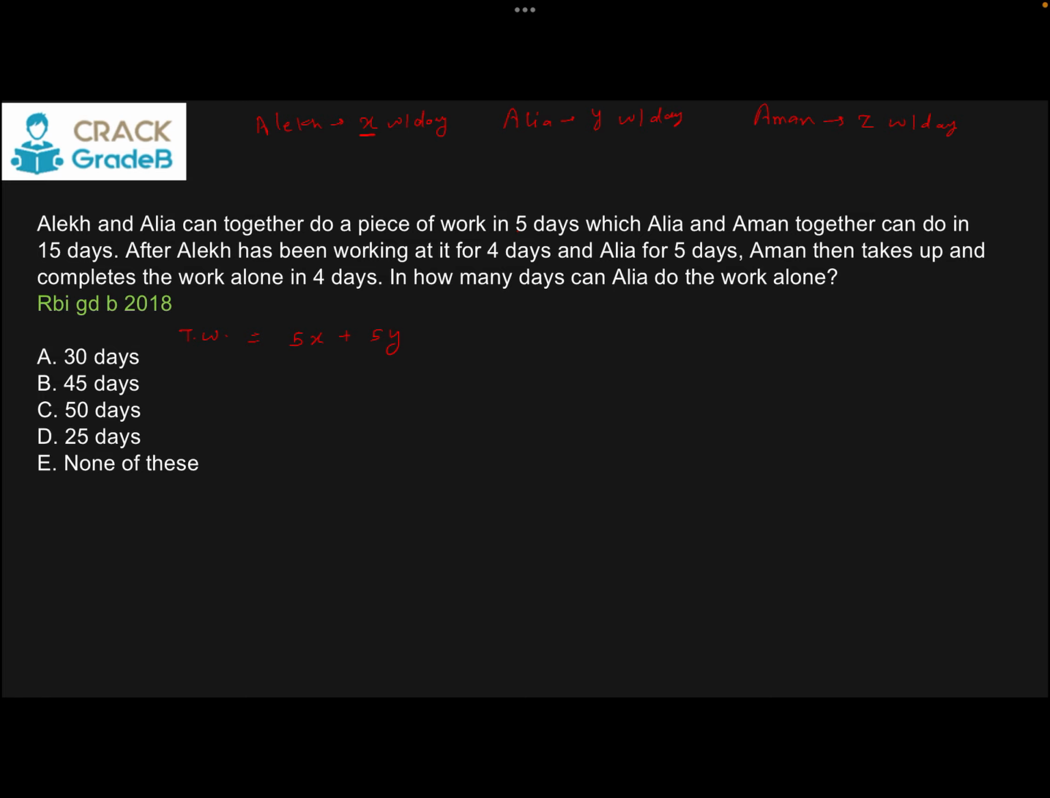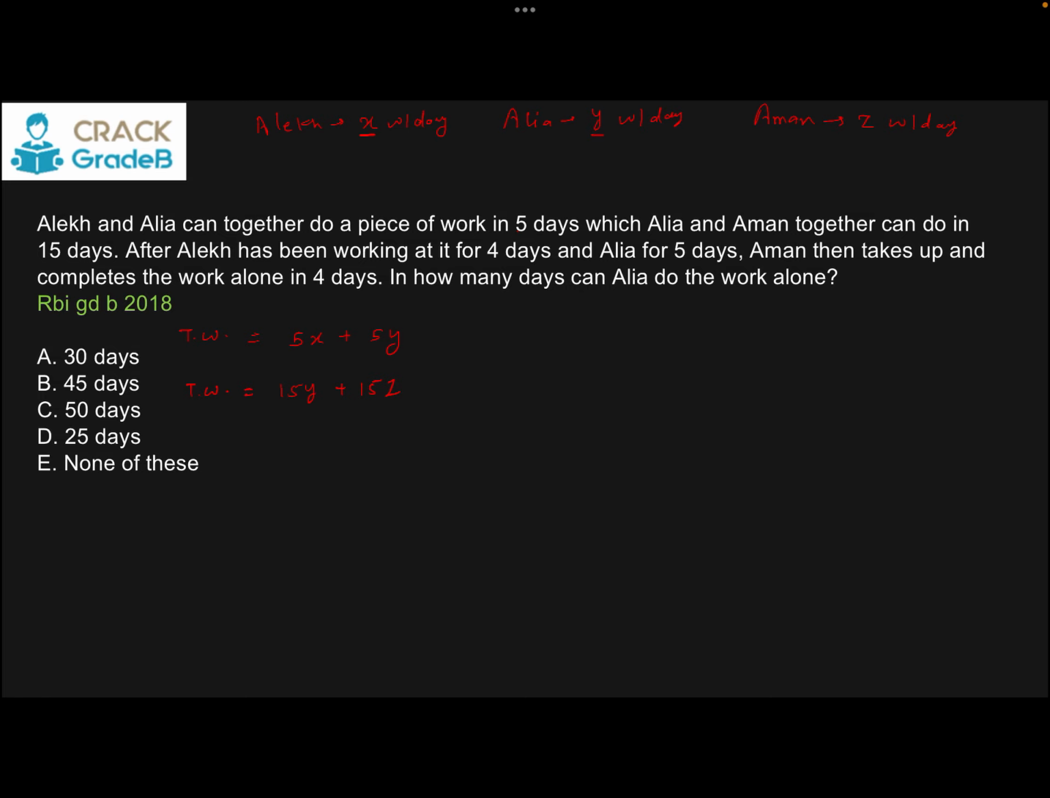In the context of the second statement, Alia and Aman can together do it in 15 days. So in 15 days, Alia will do 15 Y works because every day she does Y works. And Aman is going to do 15 Z works in the same period, and that is also the total work.